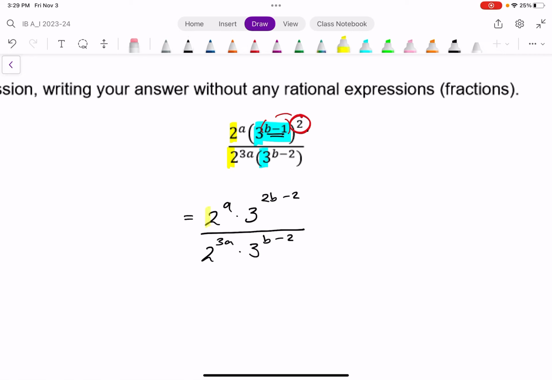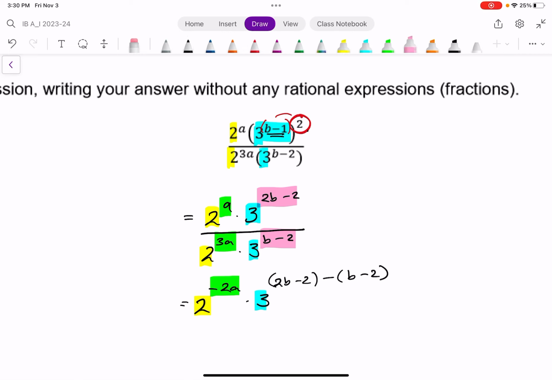All right, now I can focus on the fact that I'm dividing powers with similar bases. And so I have 2 to the power of a divided by 2 to the power of 3a. Well, our exponent law, when you're dividing powers with the same base, I can just subtract my exponents. So this is the same as 2 to the power of a minus 3a, or a take away 3a is negative 2a. I'm nearly done. Times 3. Again, I have this common base of 3. And again, when I'm dividing powers of the same base, I can just subtract my exponents. So this is going to be 3 to the power of 2b minus 2 minus b minus 2.